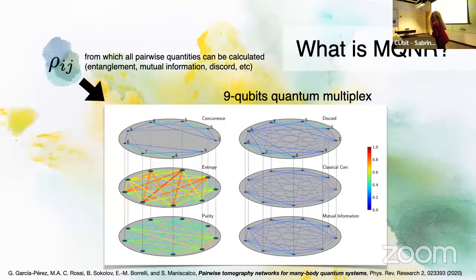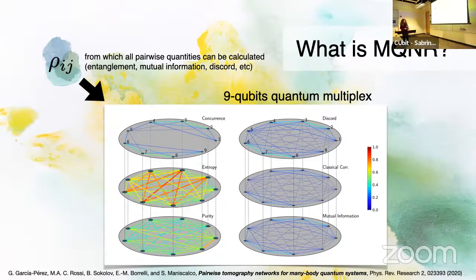But what we do here is to just identify with the nodes the spins or the atoms or whatever many-body quantum system you have, and with a link that is weighted, a pairwise quantity. It could be concurrence if you want to study entanglement, or it could be purity, discord, classical correlations, any quantity that you can obtain by the two-body operator of the system.